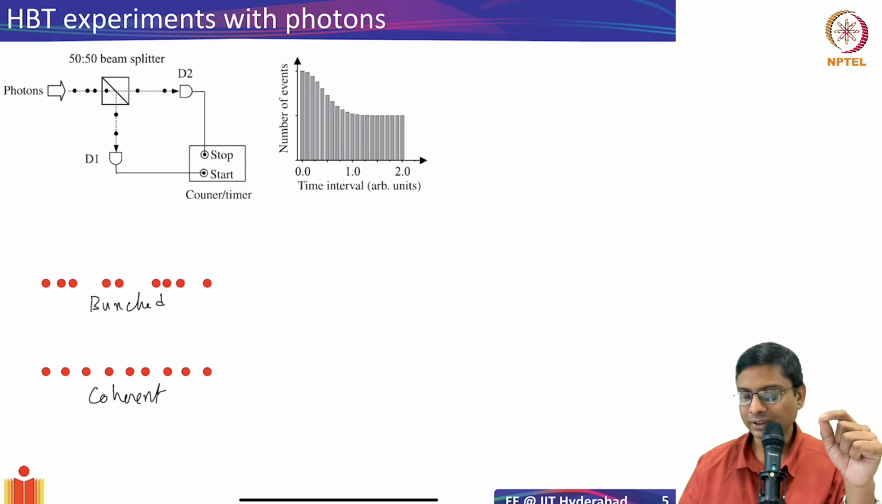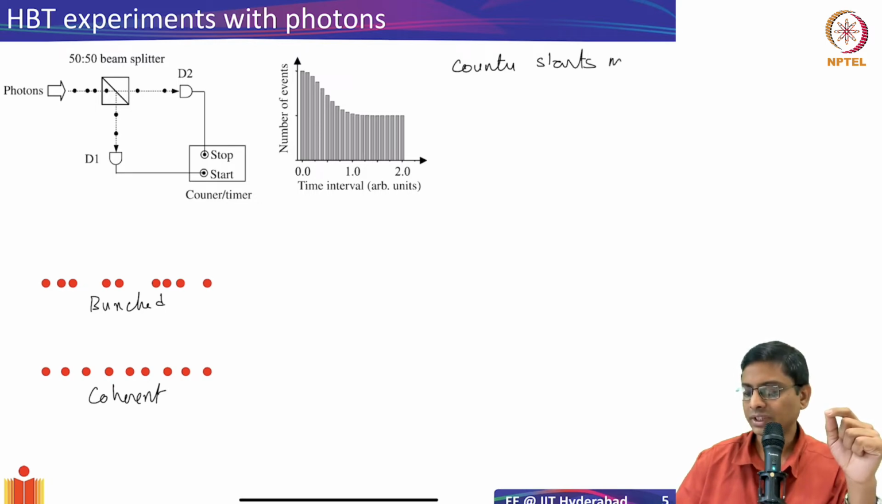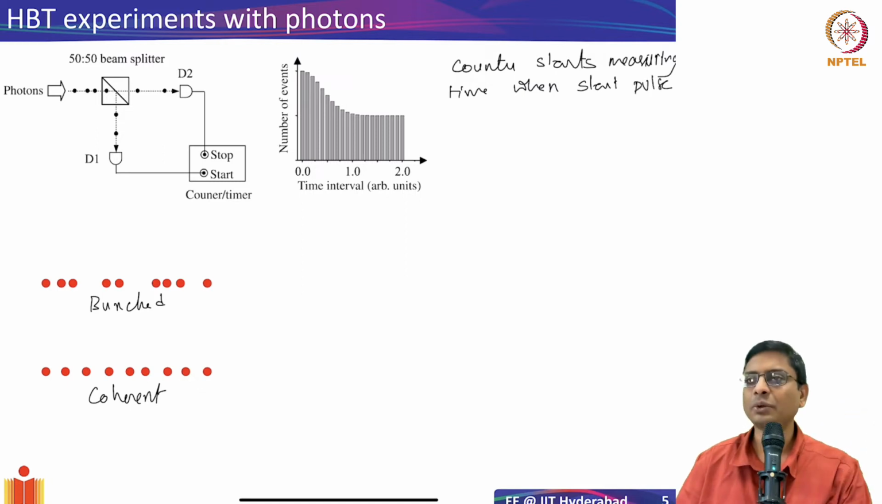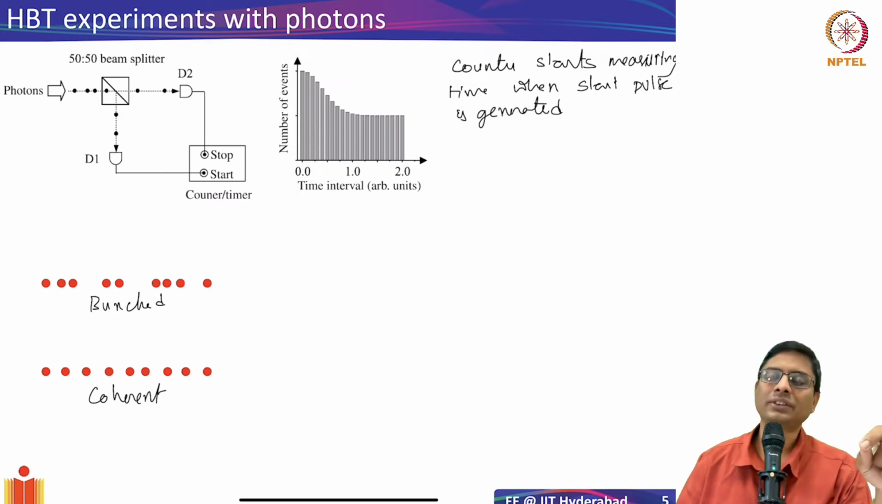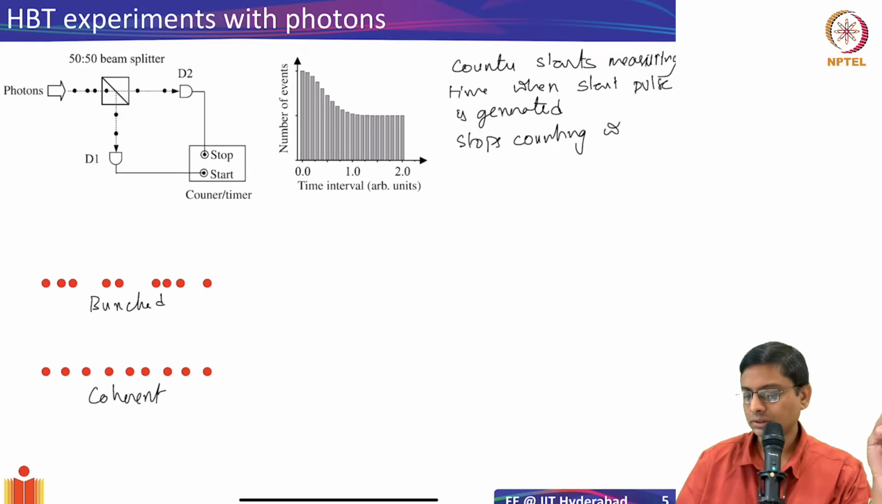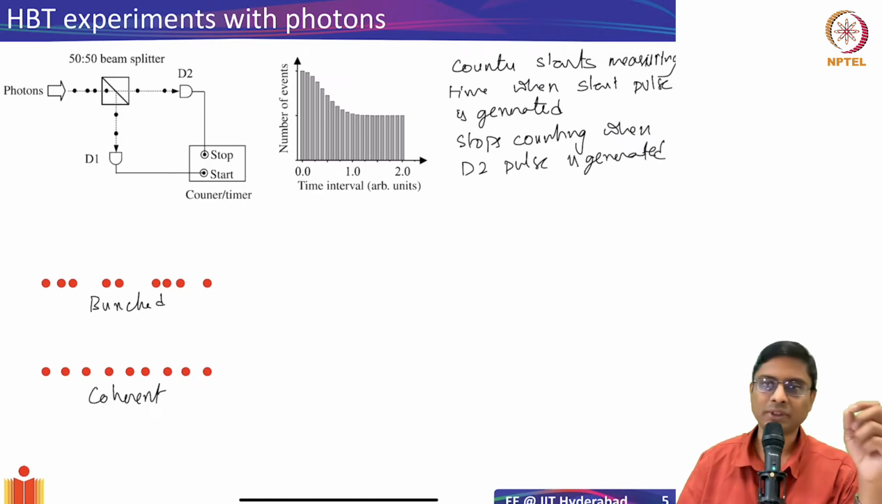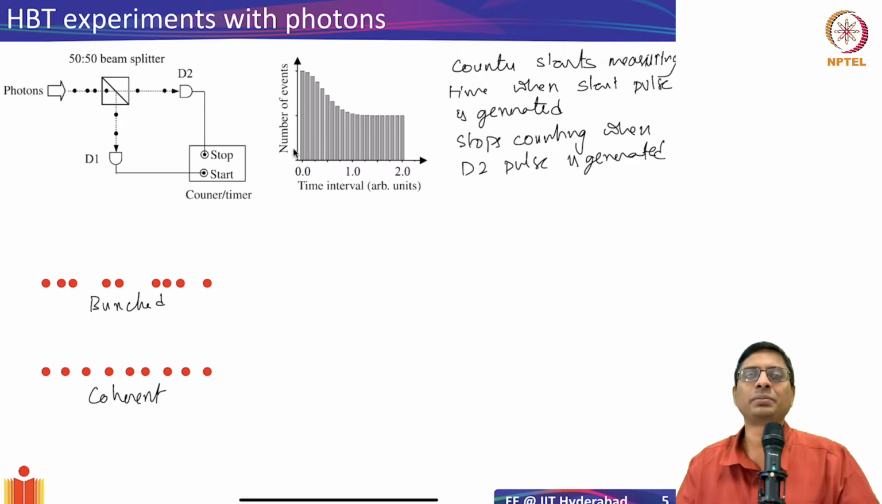So what effectively it is doing is the counter starts measuring time when the start pulse is generated. When is the start pulse generated? Whenever a photon hits D1. Now, if another photon hits D1, nothing happens. The counter has already started. It will keep counting and it will stop only when a D2 pulse is generated. The second photon hits, and it stops counting when the D2 pulse is generated. D2 is connected to stop, so it will stop counting. Now it will tell me the time delay between these pulses.